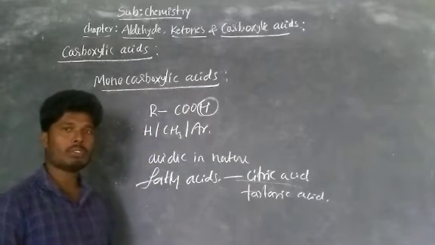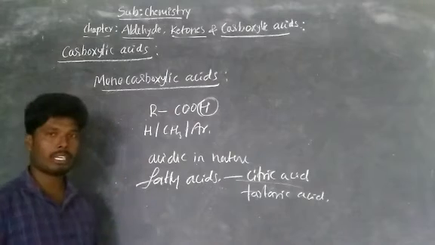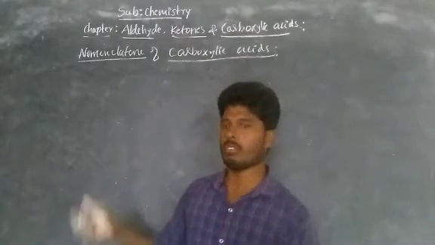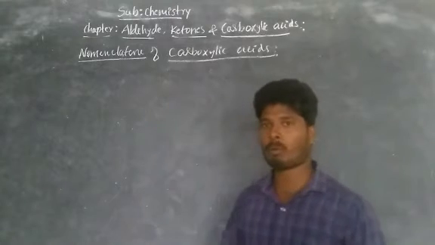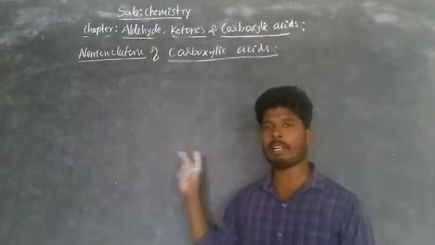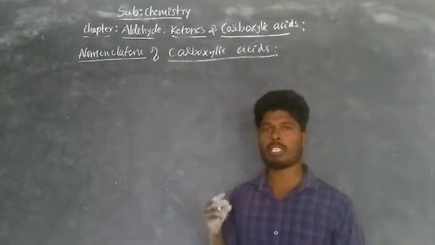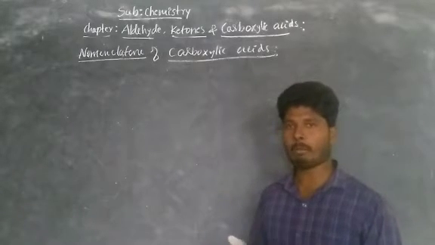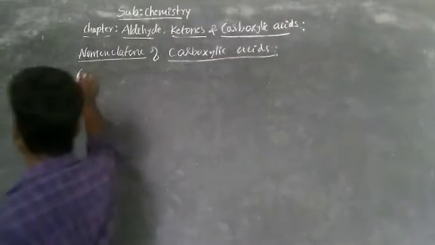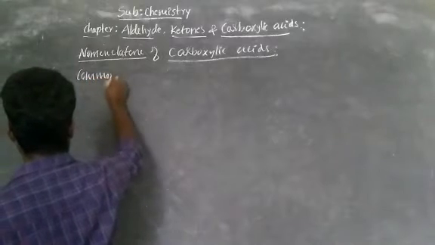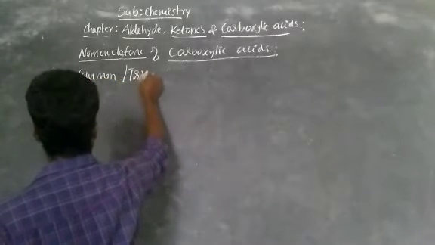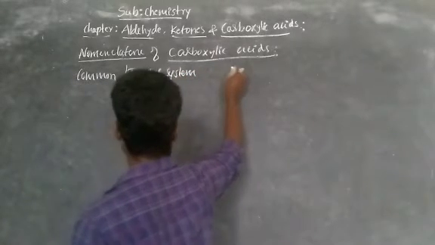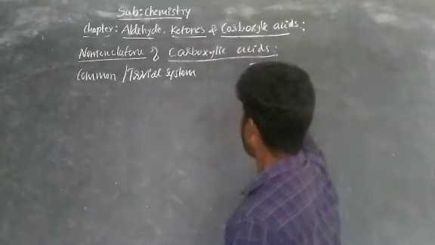Now we are going to study the nomenclature of carboxylic acids. You know, in nomenclature there are two systems. One is the common system or trivial system, and the second one is the IUPAC system.